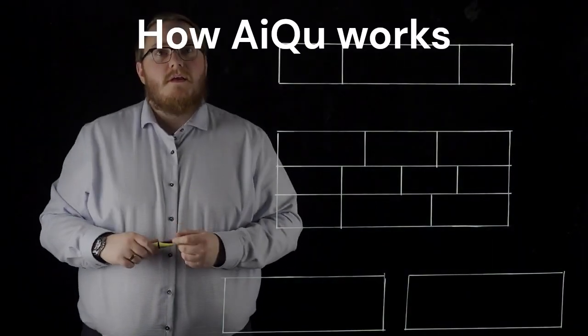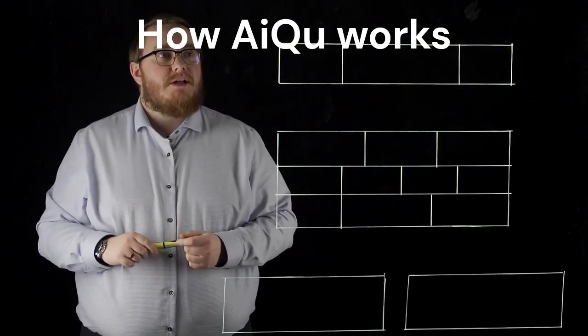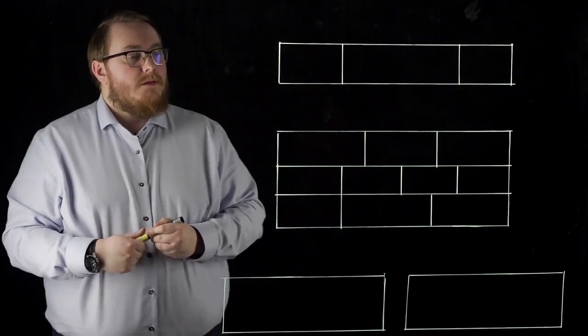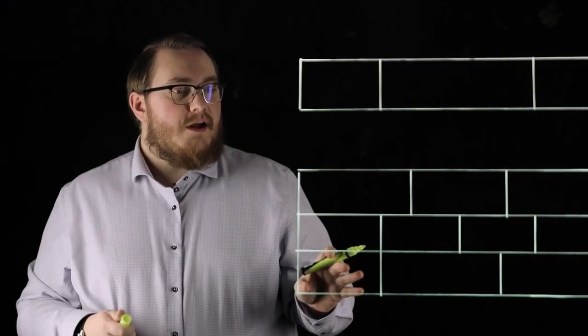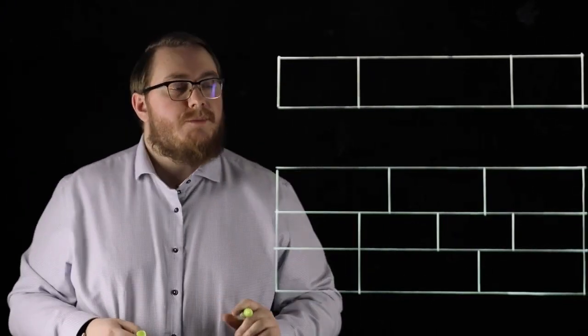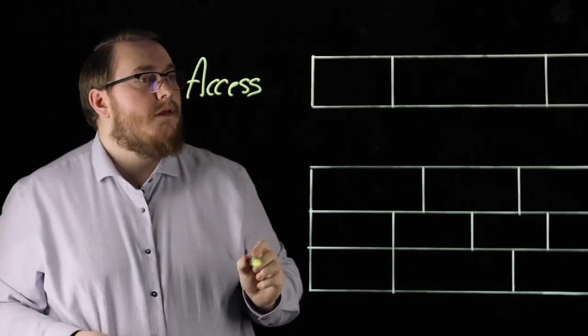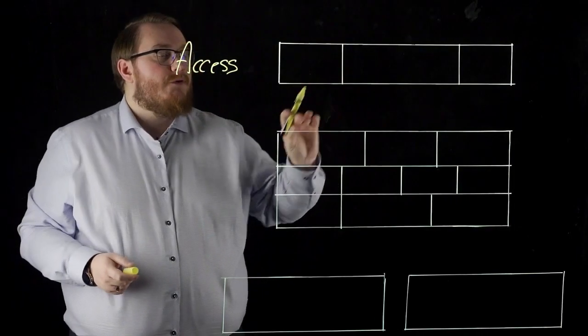My name is Simon, and in this session we'll go through the components and how AiQu works. So, I've pre-drawn a little diagram here that I'll fill out and discuss the components with you. So in this top layer that we'll go through first, we call the access layer. In this access layer we have a few different components.